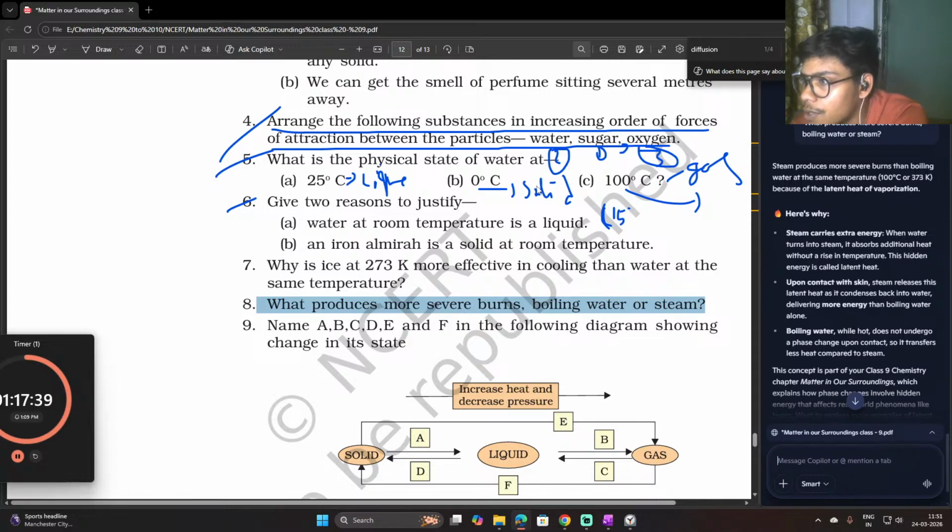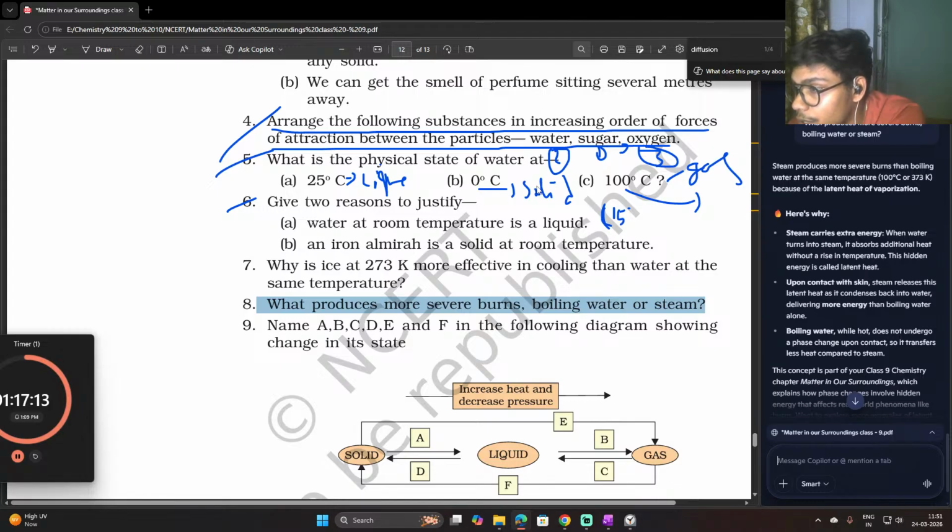Steam produces more severe burns than boiling water at the same temperature. Why? 100 degrees C, 373 Kelvin. Because of the latent heat of vaporization. Here's why. Steam carries extra energy. When water turns into steam, it absorbs additional heat without a rise in temperature. The hidden energy is called latent heat.